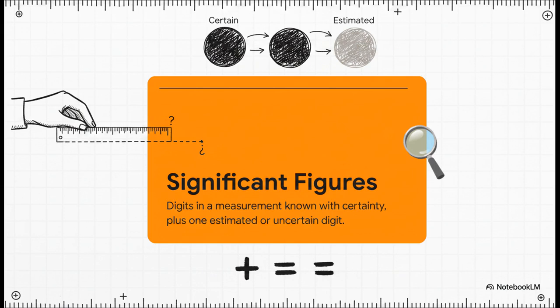So let's say you're measuring something with a ruler. You can see for sure it's past 23 millimeters, but it's not quite 24. You might estimate it as 23.5 millimeters. The 2 and the 3 are certain. That 5 is your best guess. So that measurement has 3 significant figures.